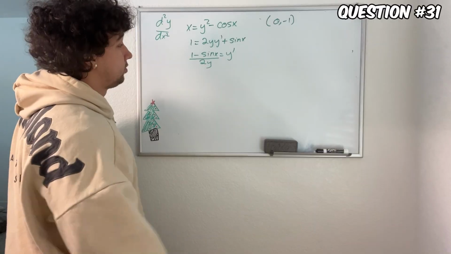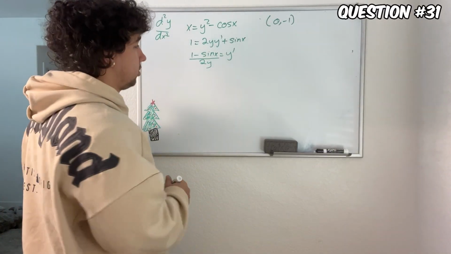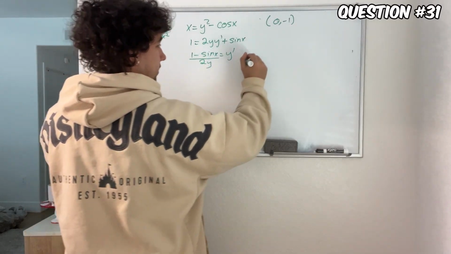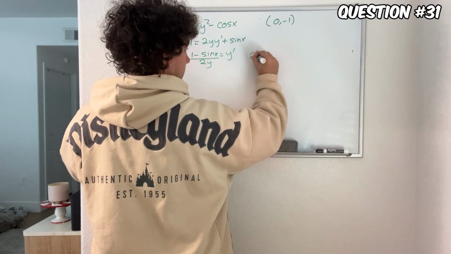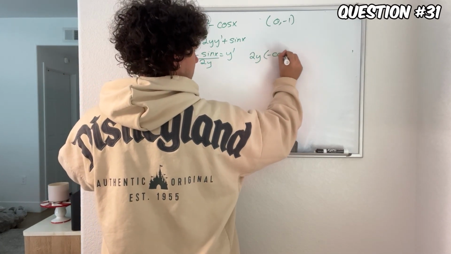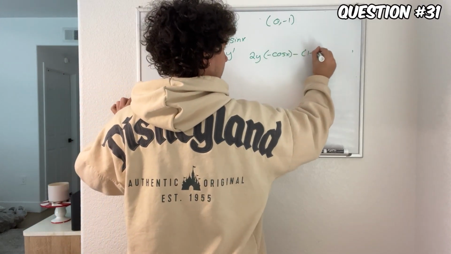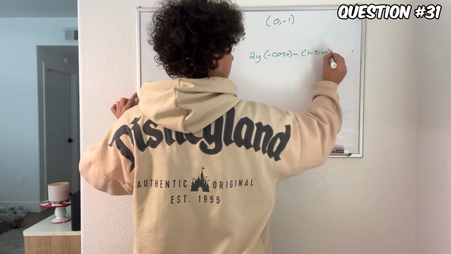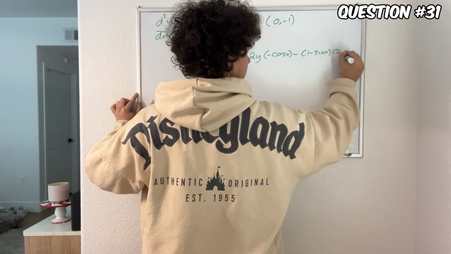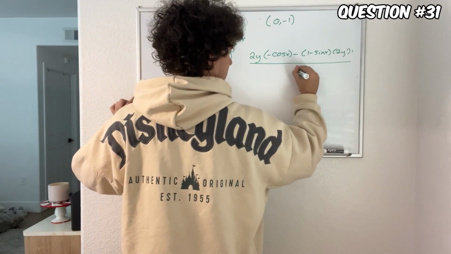Now from here you have two options. When I take the second derivative, I can either raise this to negative first, make this product rule, or quotient rule. I'll just do quotient rule for today. So low d high, so in other words, 2y times the derivative of this, which is just going to be negative cosine x, minus high d low, so 1 minus sine x, times the derivative of 2y, which is 2y prime. And then this is over 2y squared.